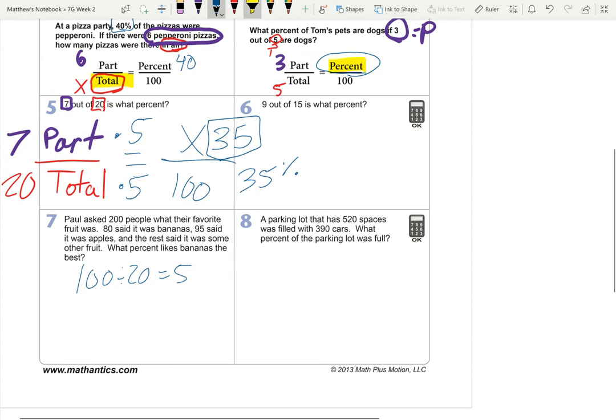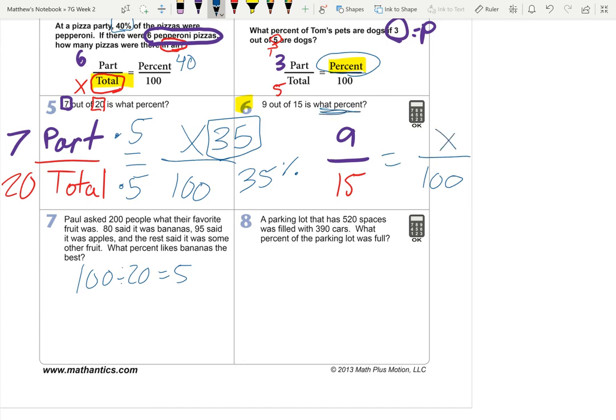All right, let's do one more here. Let's do problem 6. It says 9 out of 15 is what percent? So again, I'm going to set it up with my part over my total. And I need to set it equal to a fraction over 100 because that's what percent is. And now it's asking what percent. So my missing value is going to be here, x. Well, this is where it gets a little tough, and we might have to use a different method.